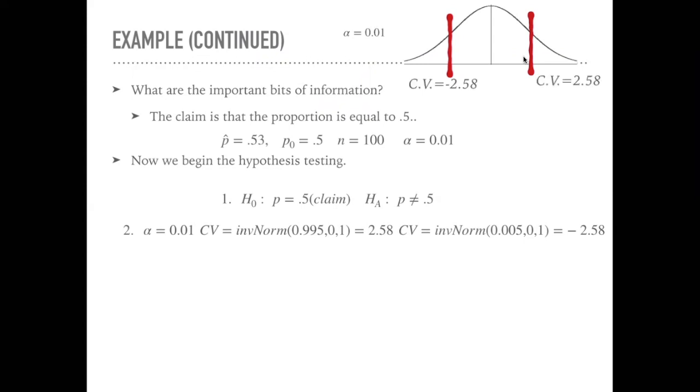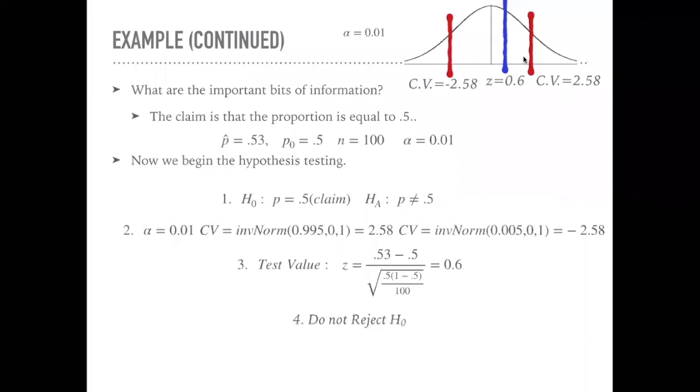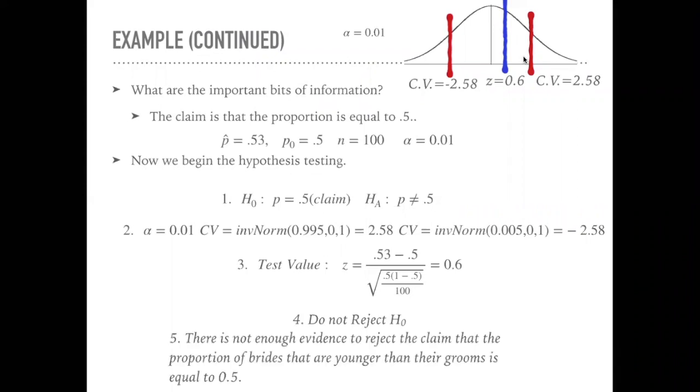And then we calculate our test value. So we're doing p hat minus p naught divided by the square root of p naught times 1 minus p naught over 100, and we get 0.6. So our z value is right there in the middle. It is not in the tail area, so we do not reject the null hypothesis. Since we do not reject the null hypothesis, there is not enough evidence to reject the claim, since the claim is the null hypothesis. We say the proportion of brides that are younger than their grooms is equal to 0.5.